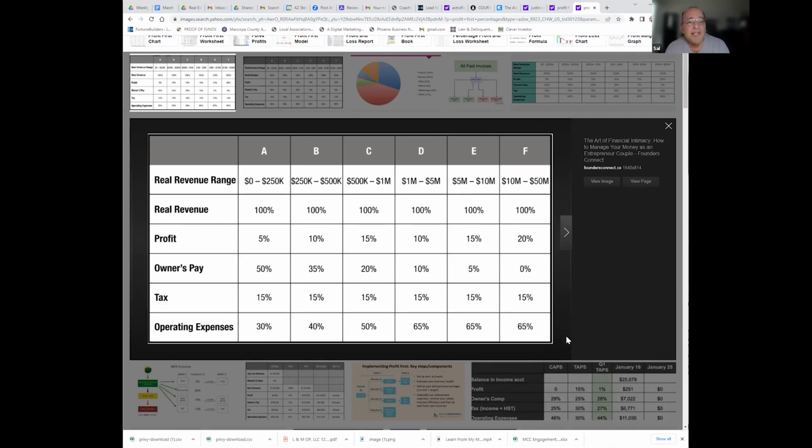So as an example, let's say you have $100,000 in real revenue. Okay, let's use that as a round number. So you would put the $100,000 into the revenue account, and then 10% of that, $10,000, would go into profit, 35% would go into owner's pay, 15% there, and then 40% of that there. So this is the recommendation if the business is making between $250,000 and $500,000.